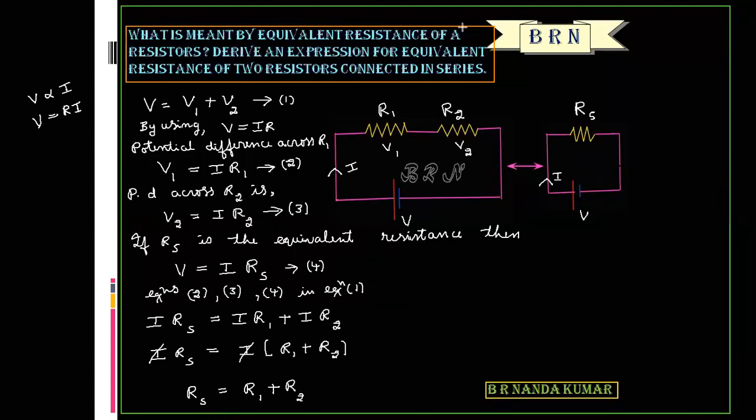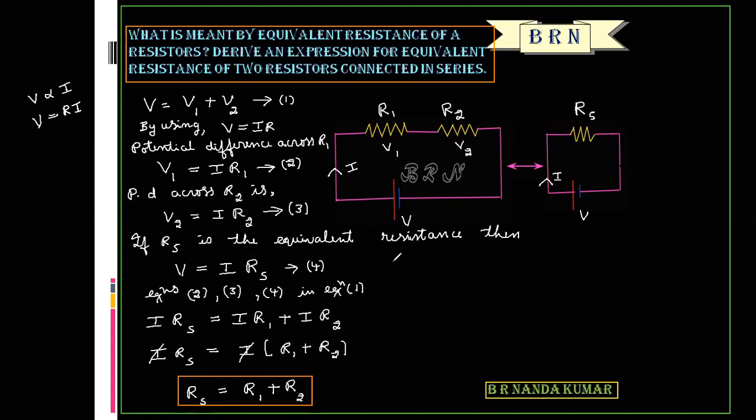equivalent resistance in series is equal to the sum of individual resistances. R_s is equal to R1 plus R2. Okay, suppose if n number of resistors are connected in series, then what is the effective resistance?